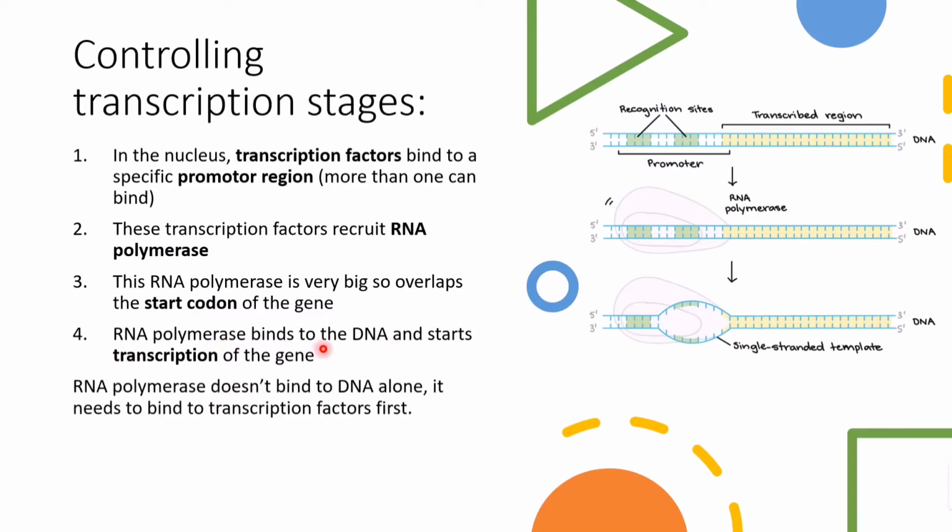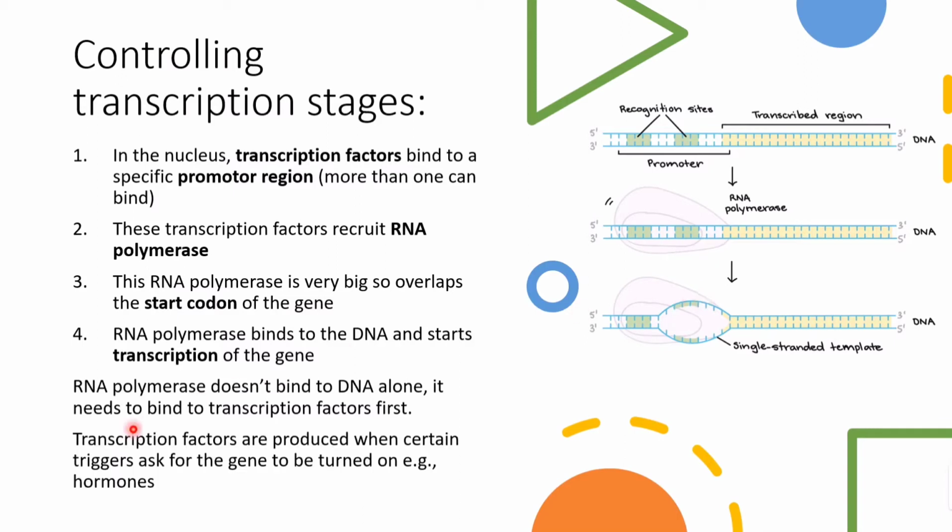So this is very important because RNA polymerase doesn't bind to DNA alone. It needs to bind to the transcription factors first. So our transcription factors binding to our promoter region allows RNA polymerase to bind to the transcription factors, allowing our RNA polymerase to start transcribing our gene because it overlaps the start codon, allowing the RNA polymerase to bind to our DNA.